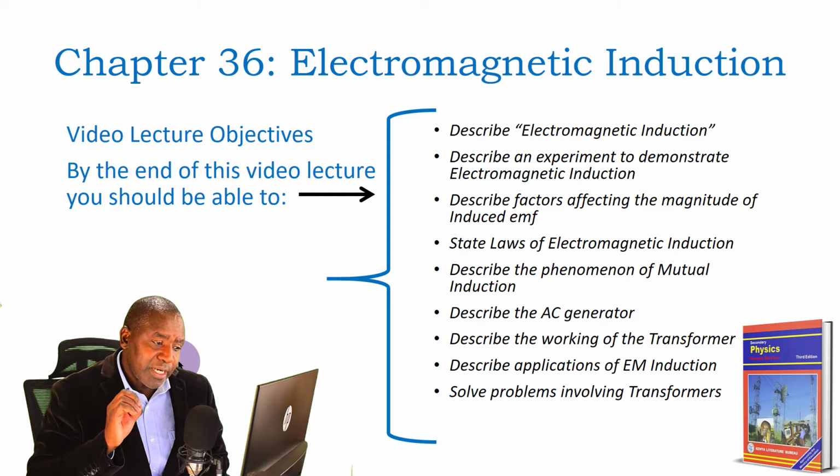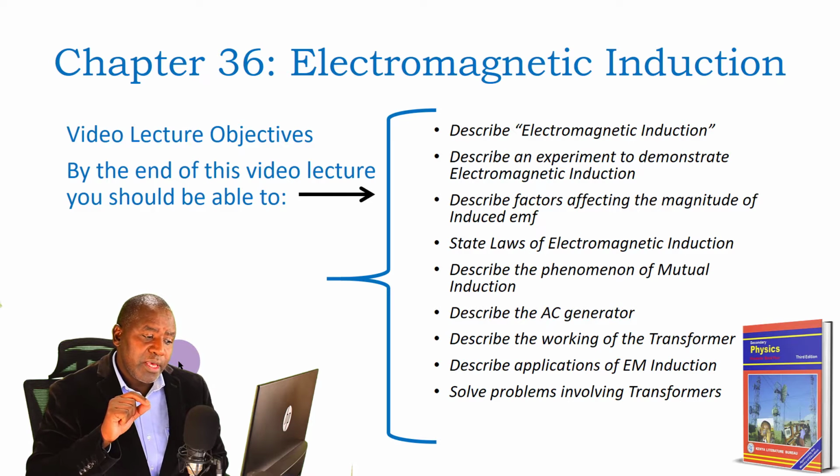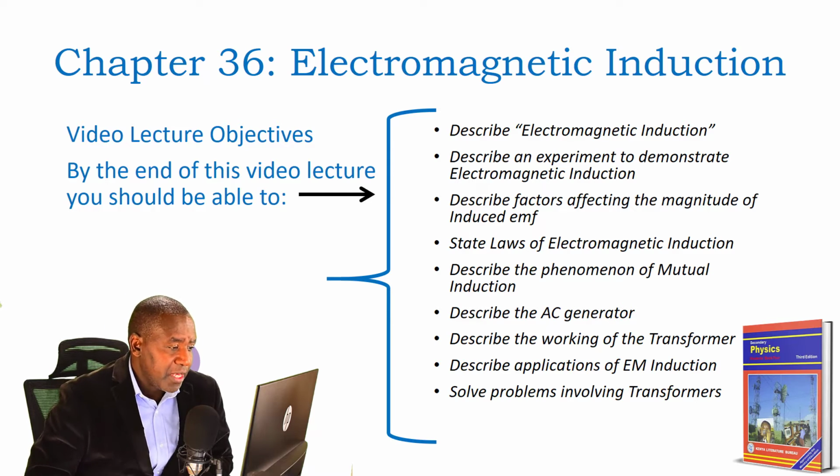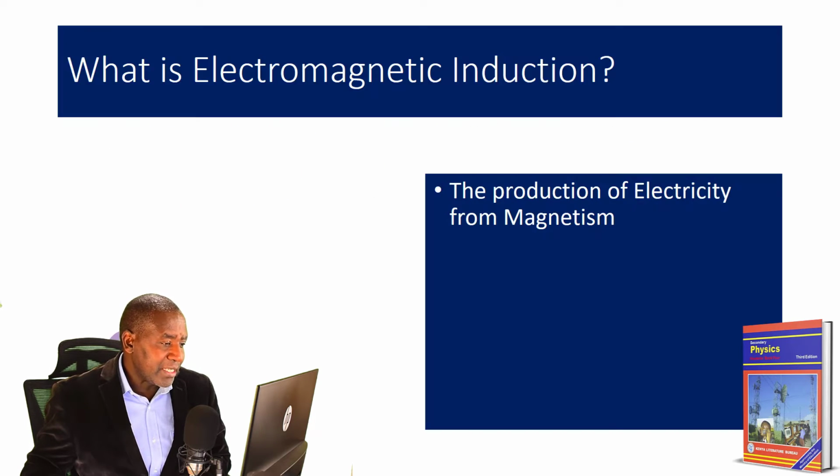You will be able to describe the phenomenon of mutual induction, and you're going to use this phenomenon in describing transformers, because it is applied in transformers. You will be able to describe an alternating current generator, describe applications of electromagnetic induction, and lastly, solve problems involving transformers. So let's go to the first objective. What is electromagnetic induction?